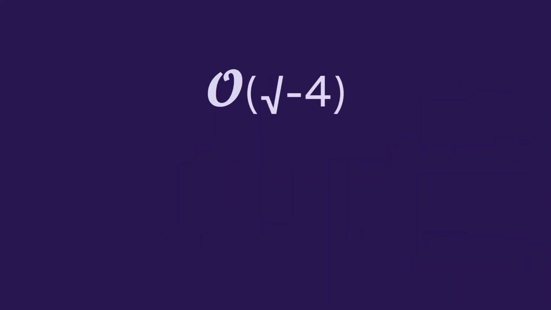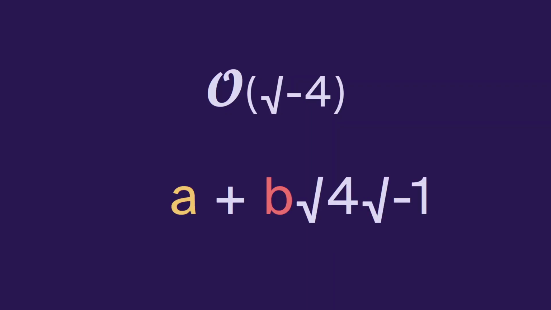Now let's take a look at O root negative 4. These are the numbers of the form a plus b root negative 4. But we could write that instead as root 4 root negative 1, which we could also write as just 2i. So these are all the Gaussian integers with an even imaginary coefficient. Visually, here we have all of the Gaussian integers. What we're doing with O root negative 4 is just removing every other row. We're removing all of the odd rows.